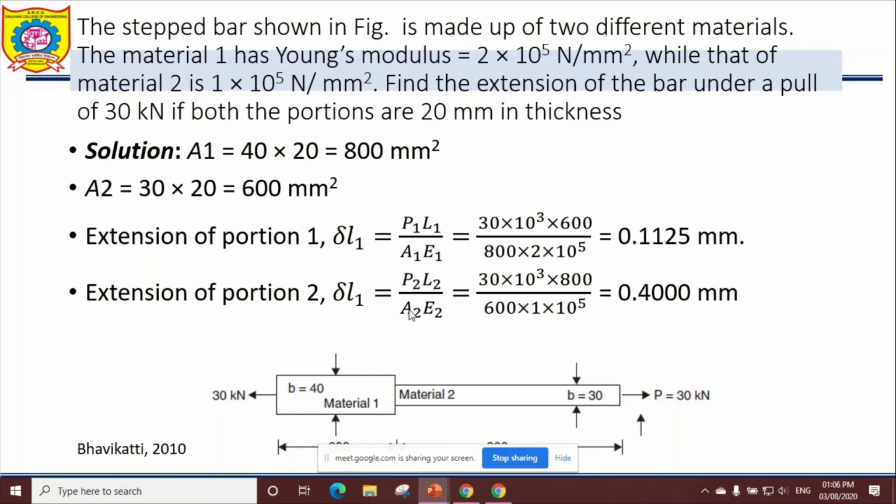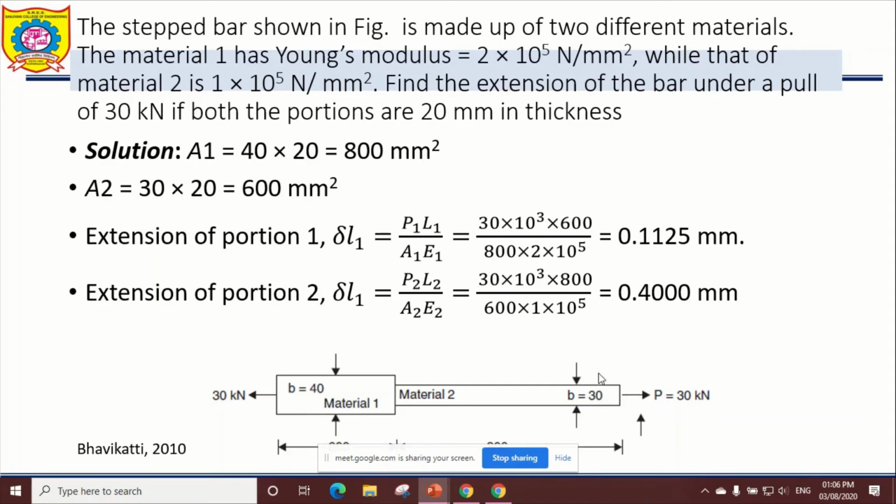Then area of part number 2 is 600. So 600 millimeter square into E2. Young's modulus of part number 2 is 1 into 10 raised to 5. So put the respective values in the formula and then you can find out the change in length of part number 2.